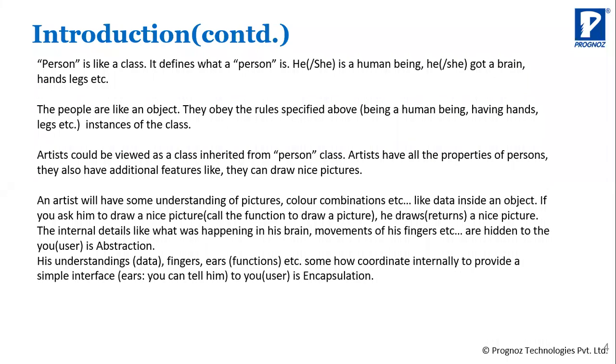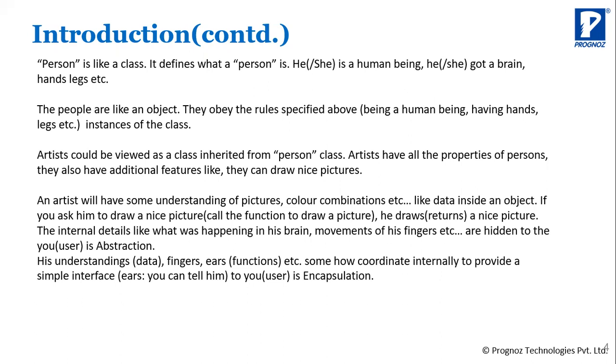Now, if you think about data, like his understanding, for example, data, and fingers and ears are the functions, etc. Somehow they coordinate internally to provide a simple interface, like an ear, that you can tell him as the user. That is nothing but encapsulation. The ear is a function, fingers are functions, and the data is, for example, his understanding. You can say something, but how it works internally, you don't know. How it internally provides that information, you don't know exactly. So that is what?